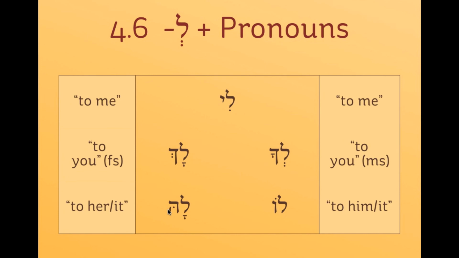Here's an example of these attached pronouns on a preposition. Whenever a pronoun attaches to the preposition, it always functions as the object of that preposition, which is why we have this translated to me. So, saying to me is li, to you, a guy, lecha, to you, a woman, lach, to him, lo, to her, la. And notice here you have the dot, that mapik, which marks it as the attached pronoun to her.